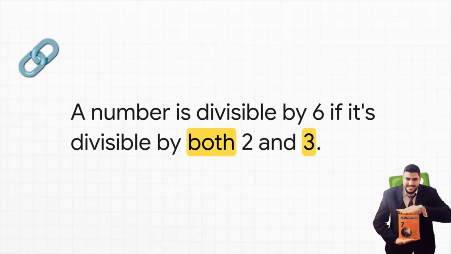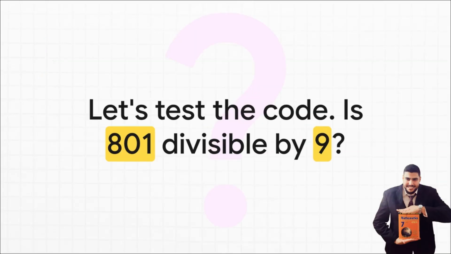And you know what's really cool? These rules can actually team up. To check if a number is divisible by 6, you don't even need a new rule. You just ask two questions we already know the answer to. Is it divisible by 2? And is it divisible by 3? If you get a yes for both, then it's divisible by 6. Simple as that.